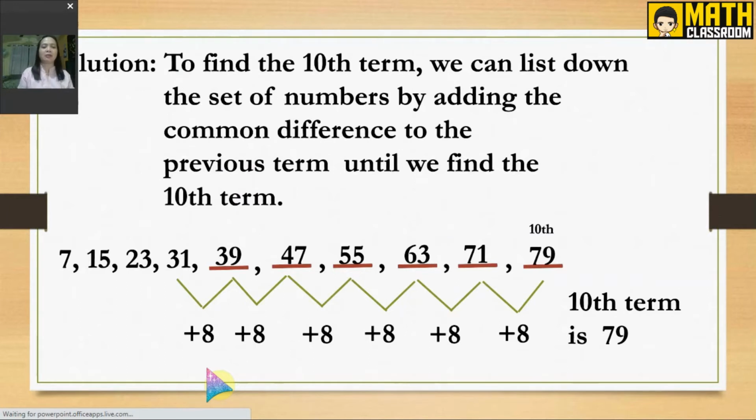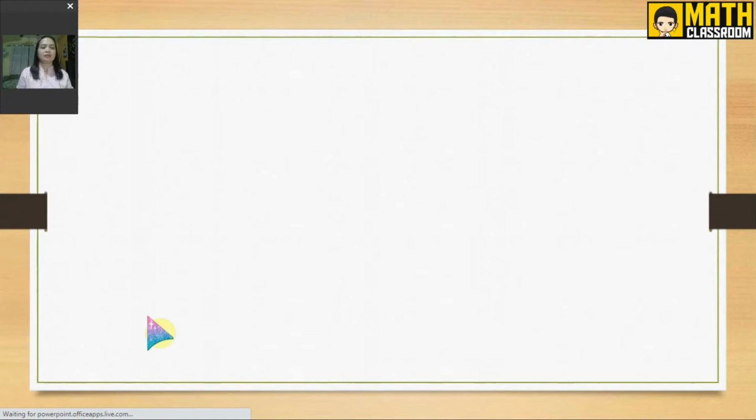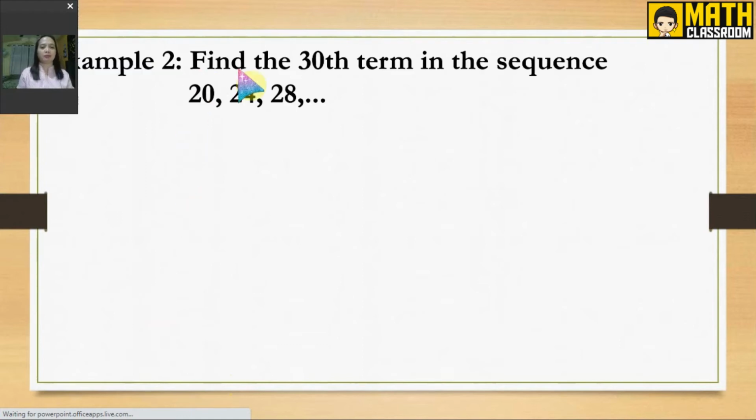Another sample problem. Okay. Example number 2. Find the 30th term in the sequence 20, 24, 28. So, imagine, 30th term. Medyo malayo na. If we're going to list down all the terms from the first term, which is 20, until we get the 30th term, it will take time. So here, we're going to use the formula or the general rule in arithmetic sequence.